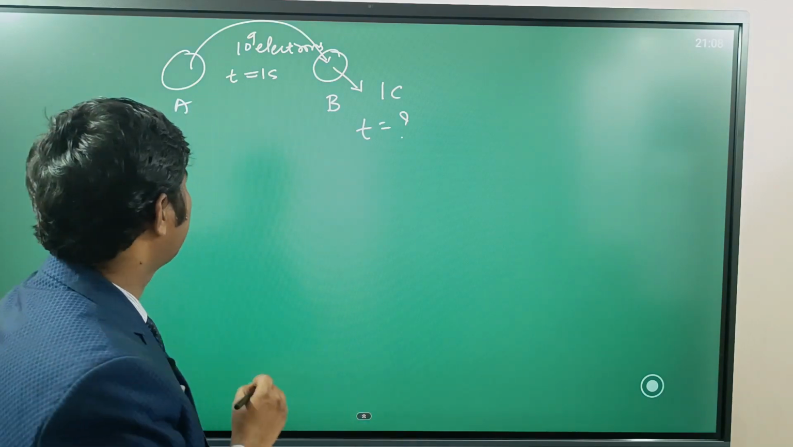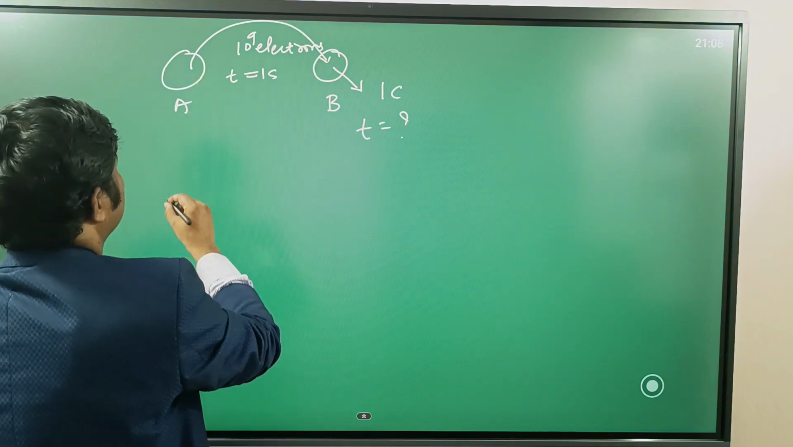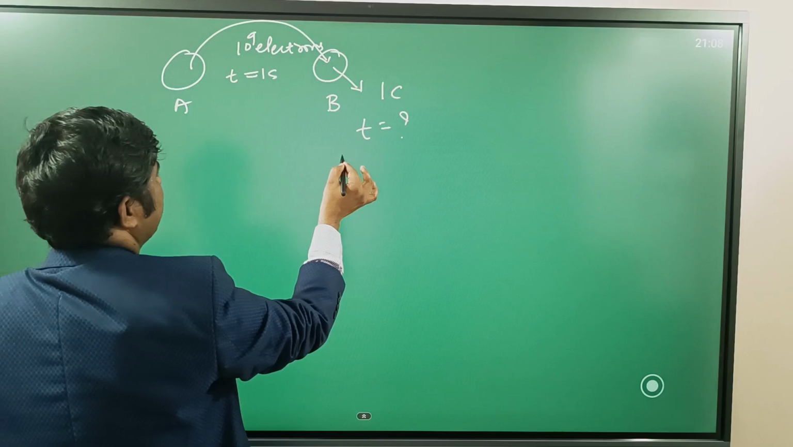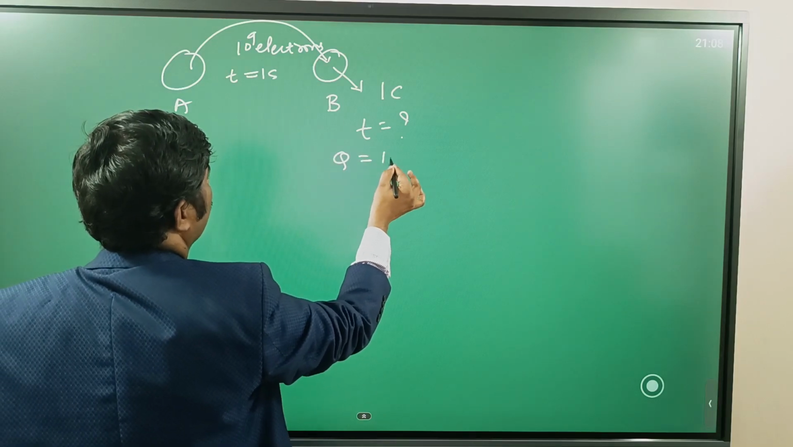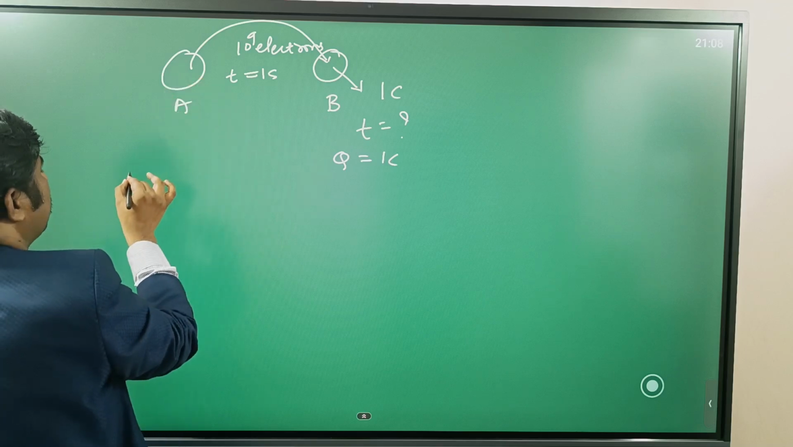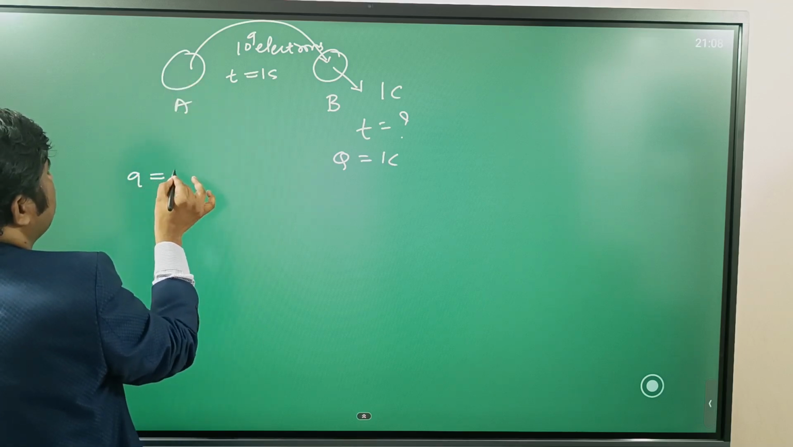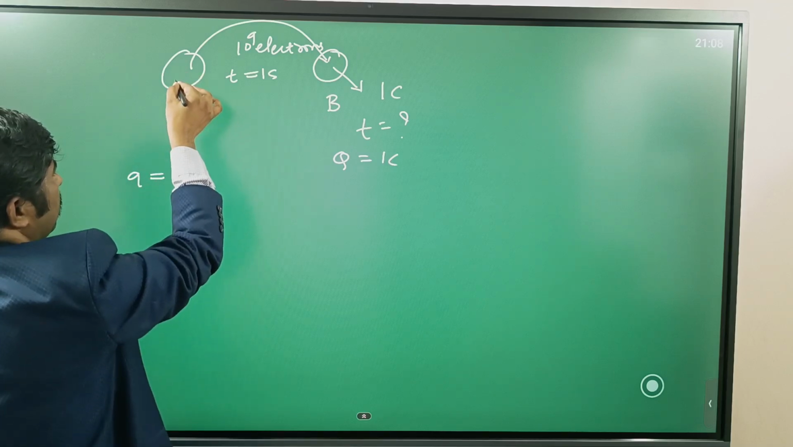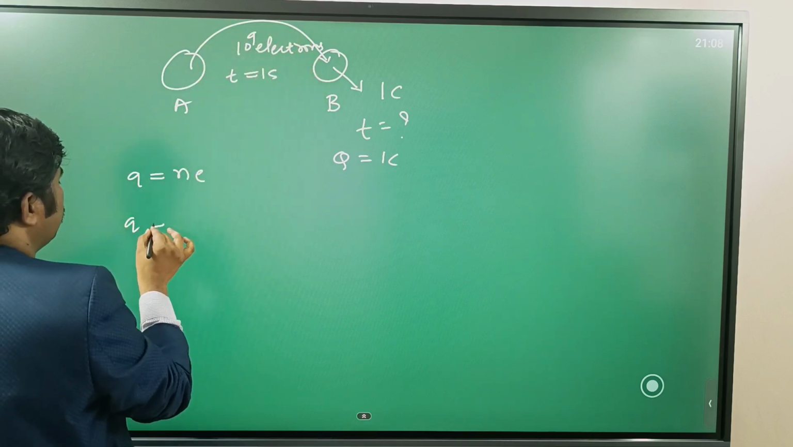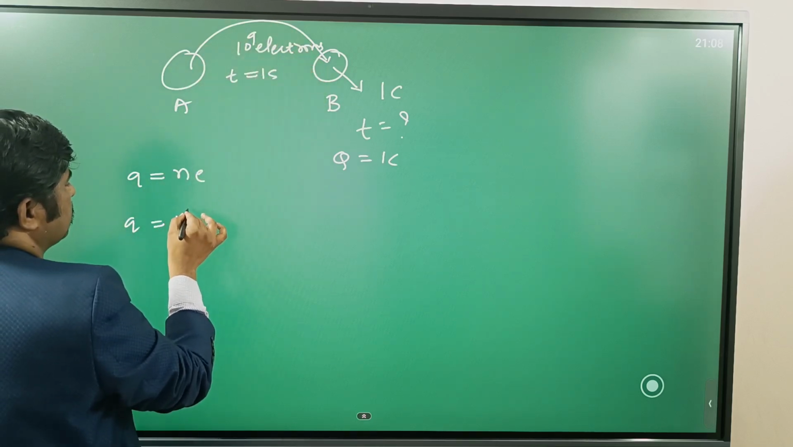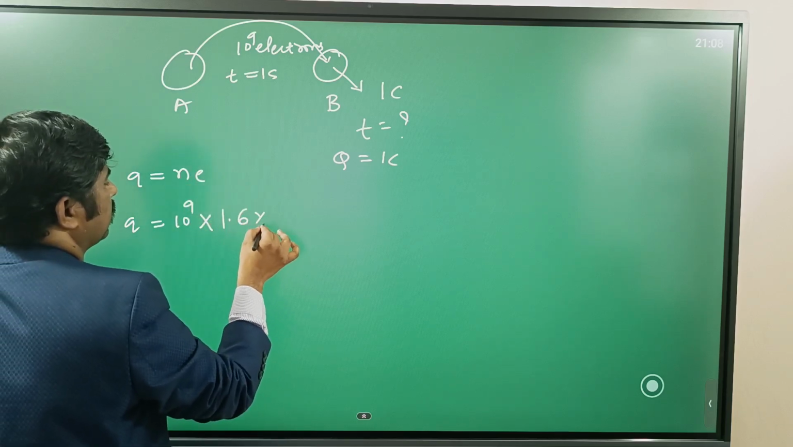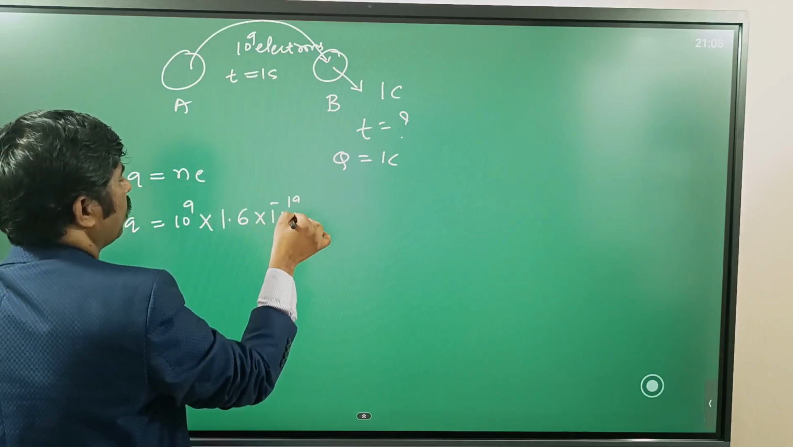So now let us calculate the number of charges present in it. How many charges are there? See, in body B I will take Q equal to 1 coulomb. You are going to deposit 1 coulomb of charge, and here how many charges are there? Q is equal to N into E. In body A, how many charges is it going to transfer? Q is equal to N, the number of electrons, that is 10 power 9. E is the charge on each electron, 1.6 into 10 power minus 19 coulomb.